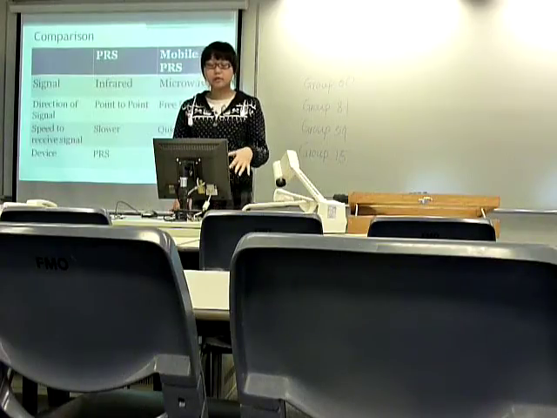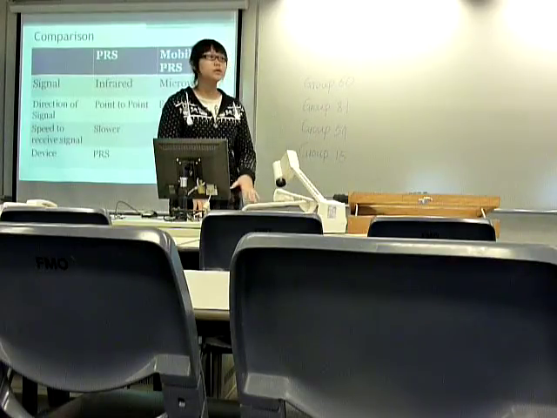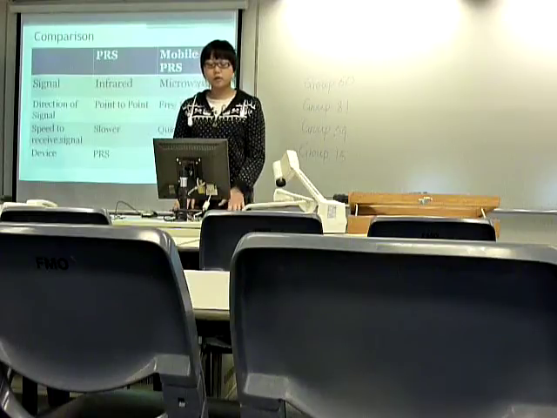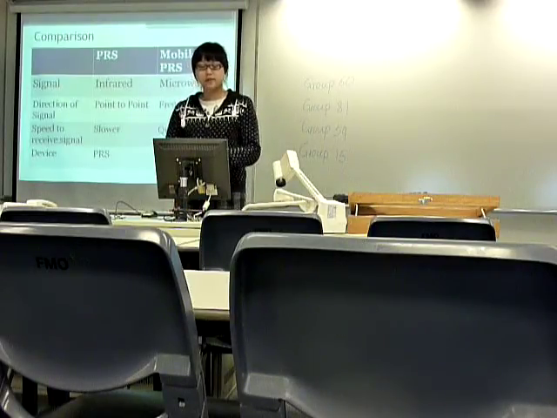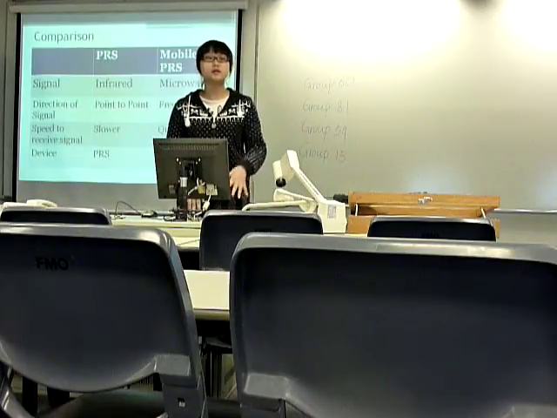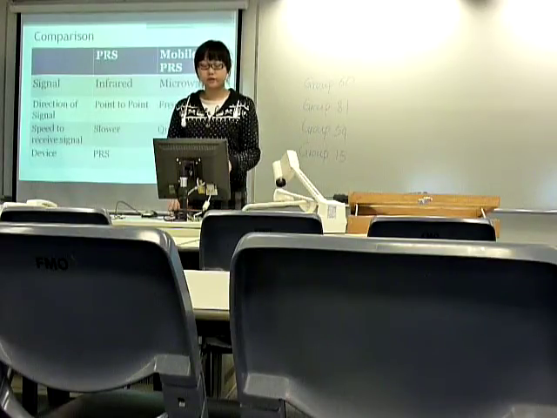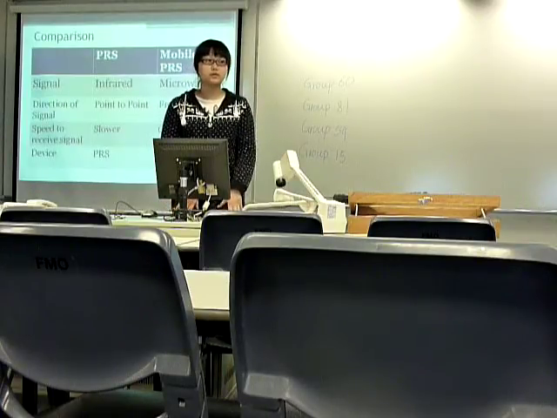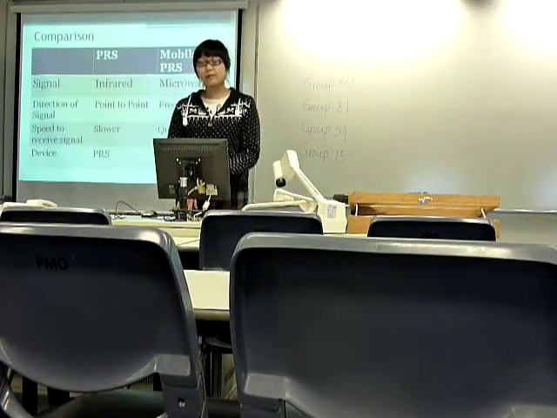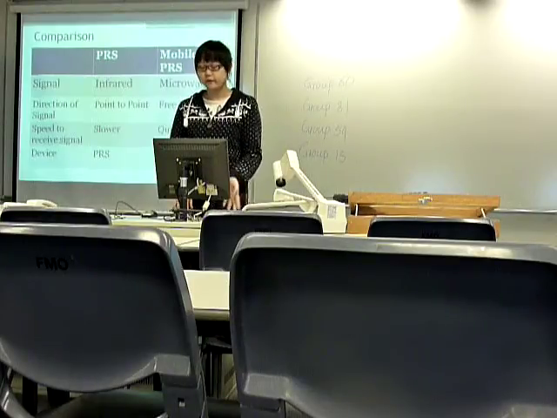And also, the PRS sensor can only take in one record at a moment, so it will be slower. When compared to the mobile PRS, it will be quicker as it can take in a large number of responses within a shorter period. And for PRS, it needs an extra device which is called PRS. And for mobile PRS, it just needs your mobile phone.